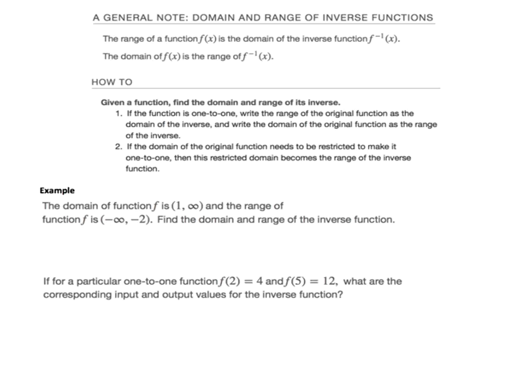Okay, so that's just a general note saying that the domain of your function is the range of your inverse function and vice versa. The range of your function is the domain of your inverse function. So how do we figure these things out? So given a function, you can find the domain and range of its inverse. If the function is 1-to-1, write the range of the original function as the domain of the inverse and vice versa. Okay, so let's take a look at this.